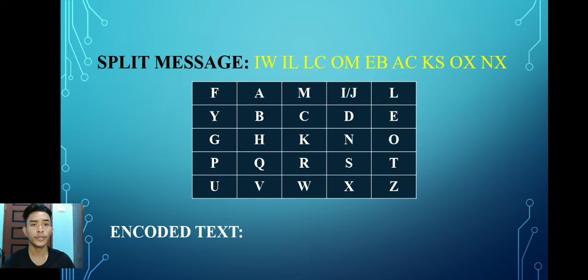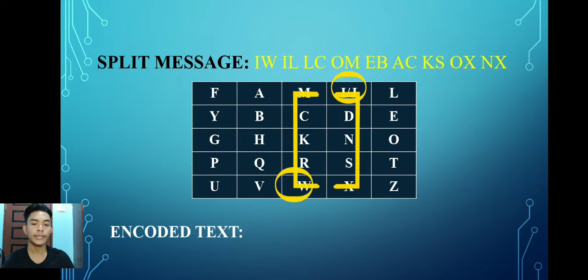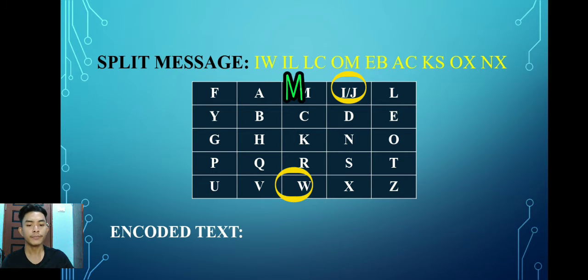First, we are going to encrypt the pair I and W. I and W form a rectangle, so our I will become M and our W will become X. Next is the letter pair I and L. I and L are in the same row, so we move one to the right, and therefore our I will become L and L will become F because we wrap around.